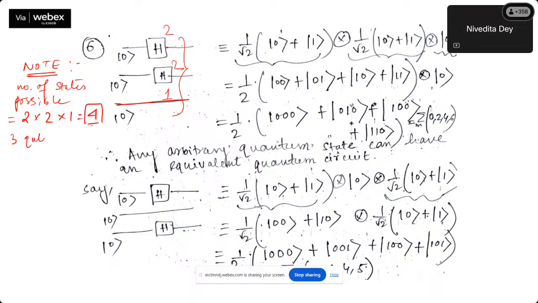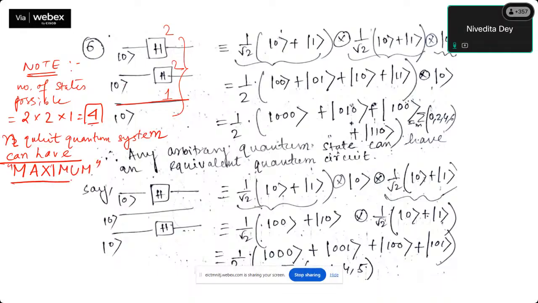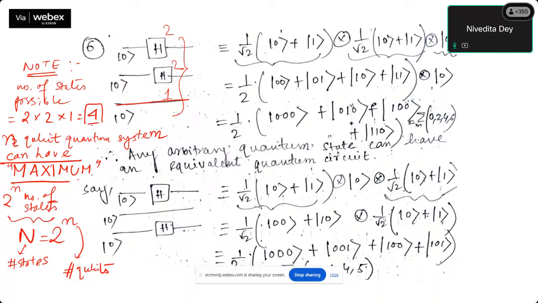So for 3 qubits, or any n qubits, let me write it in the form of n qubits. An n qubit quantum system can have, and maximum, focus on both these words, maximum 2 to the power n number of states, and we generally call this number of states a capital N. So N is equal to 2 to the power n, where the small n is the number of qubits and this one is the number of states. Okay.